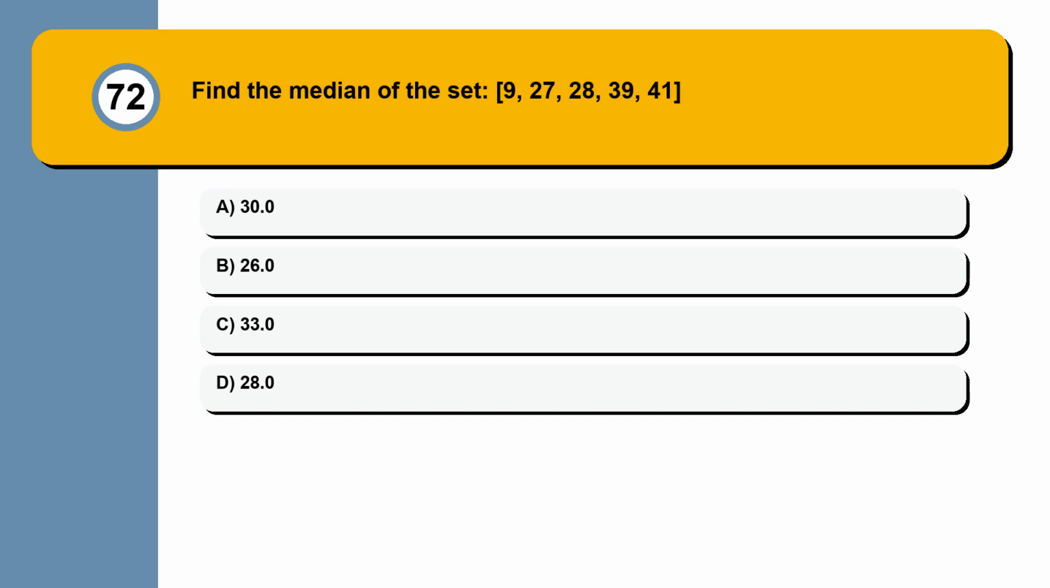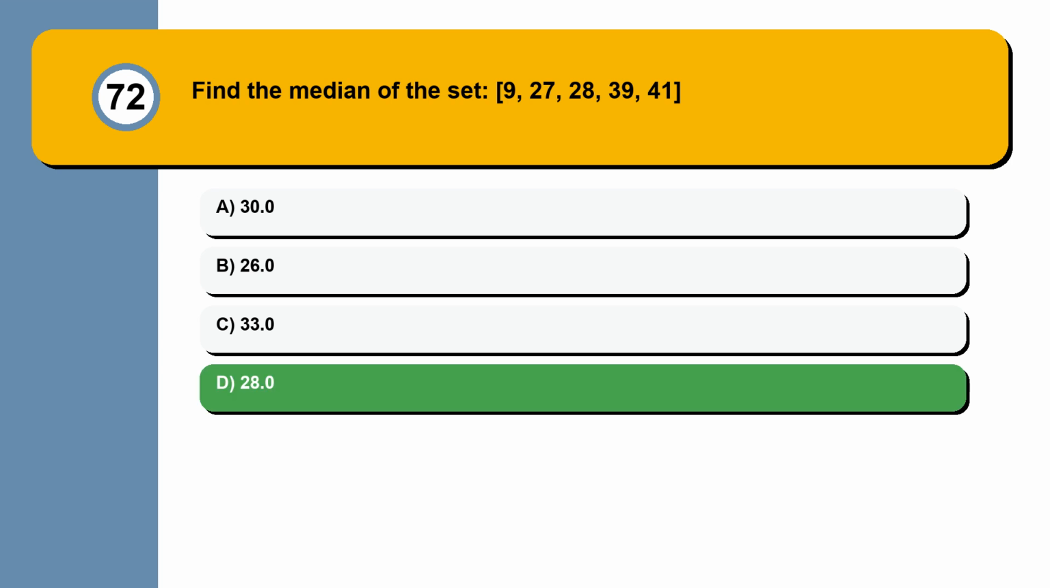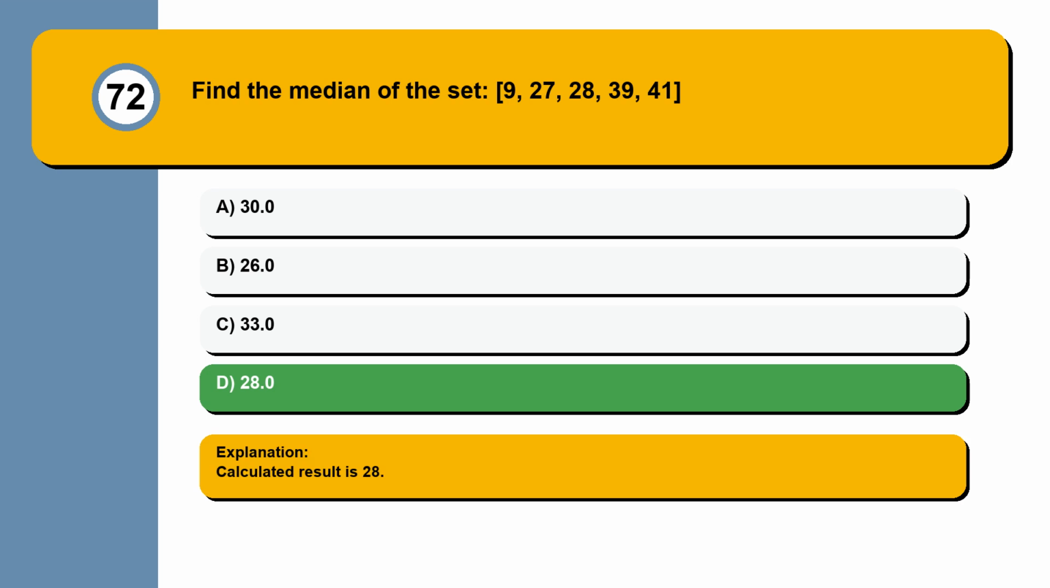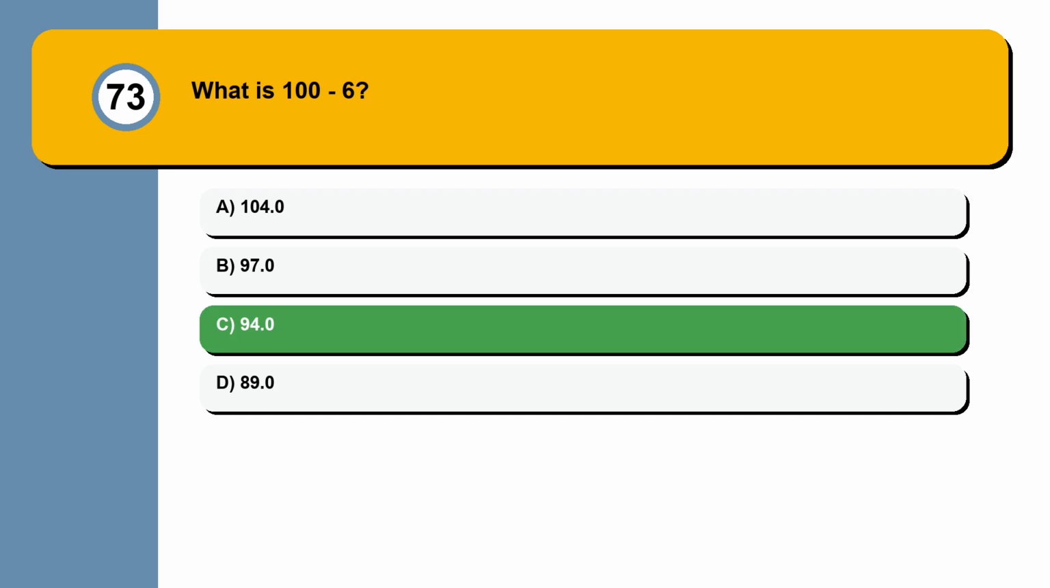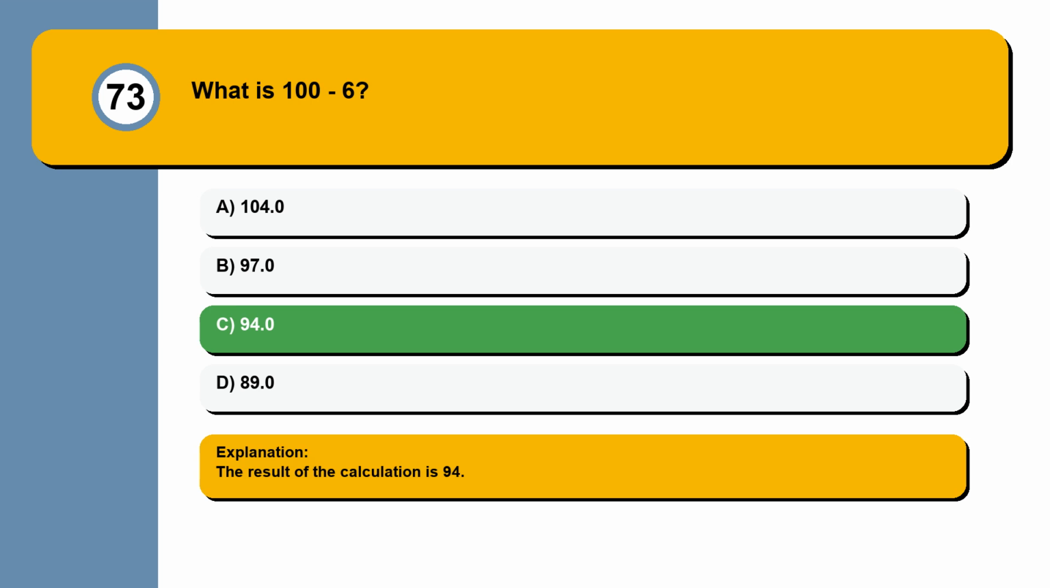Question 72. Find the median of the set 9, 27, 28, 39, 41, 30.0, 26.0, 33.0, 28.0. Calculated result is 28. Question 73. What is 100 to 6? 104.0, 97.0, 94.0, 89.0. The result of the calculation is 94.